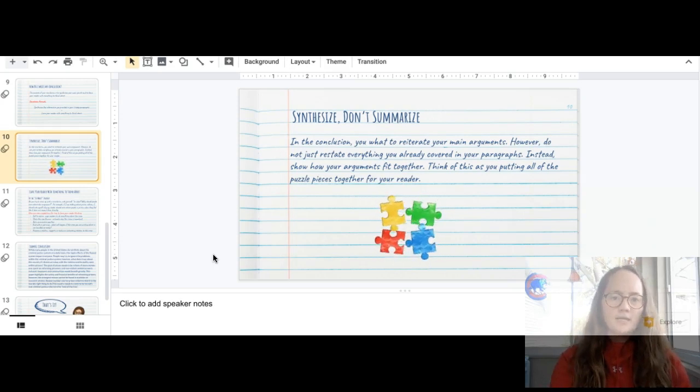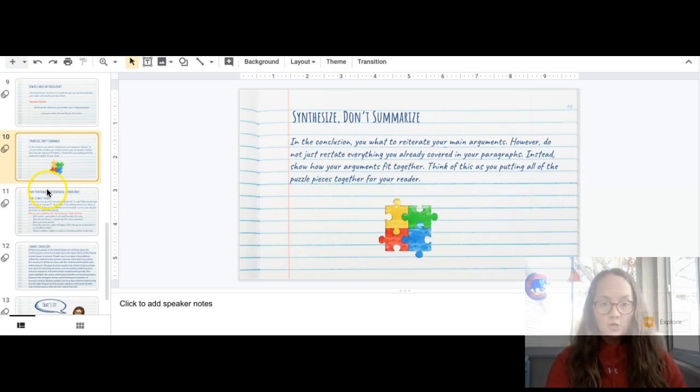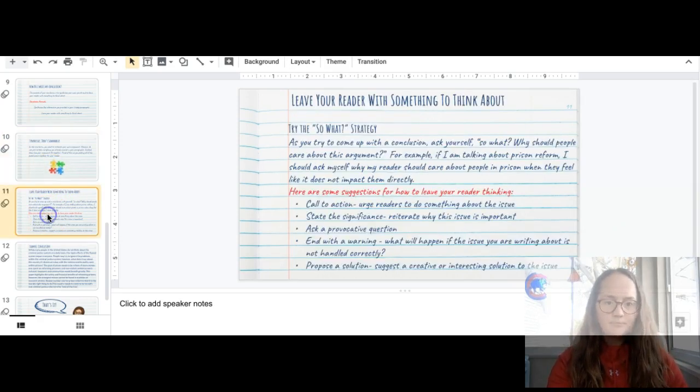So you want to make it clear how all the pieces fit together for your conclusion. Now, just to provide a little bit of information, because I know sometimes the hardest part of any paper is starting it and finishing it. You want to leave your reader with something to think about, is what I had mentioned before. Here's a strategy that I find very helpful. It's called the so what strategy.